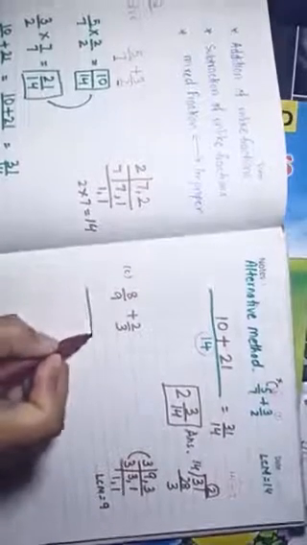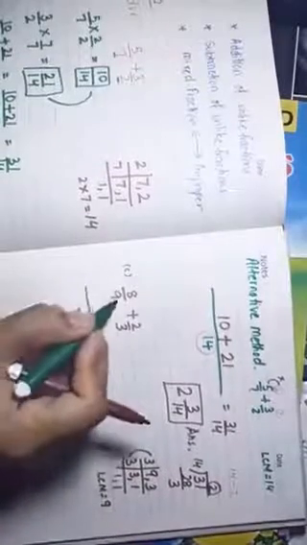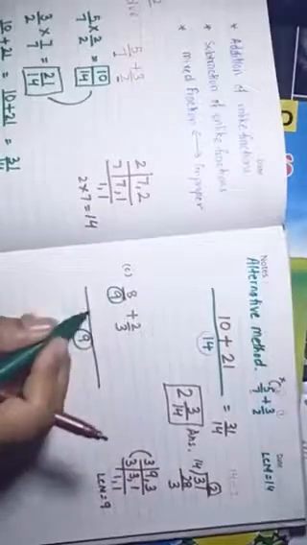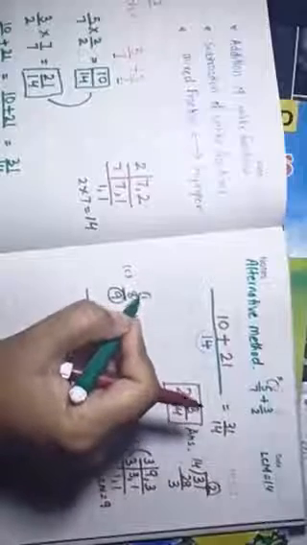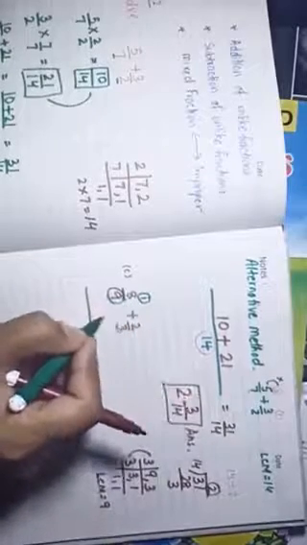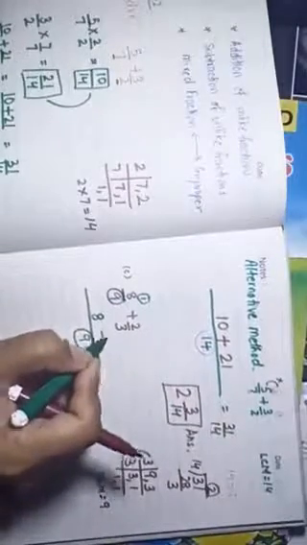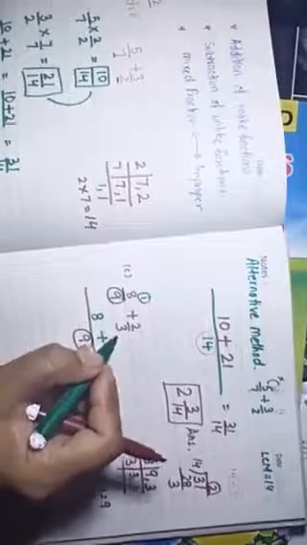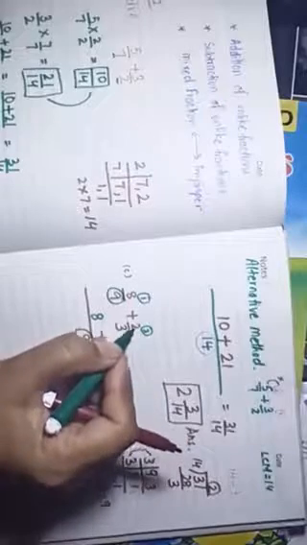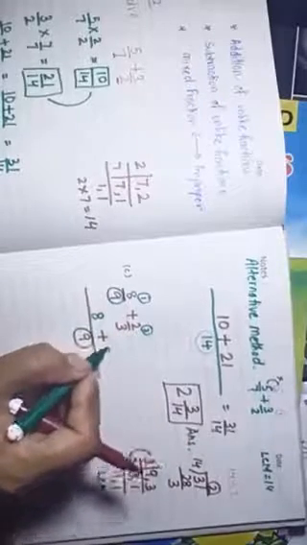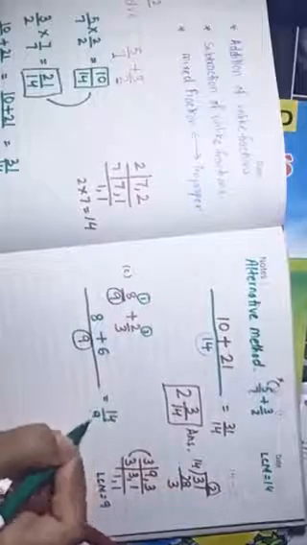Now I will draw a long line. I write here 9, and now I have to divide this denominator by the new denominator. So 9, how many times is 9? 1 time. So this is 1. We will multiply 8 1s are 8 plus. Then 3, how many times is 9? 3. So I will write 3 small here in a circle. Then I will multiply 2 3s are 6. So we will get 14 by 9.